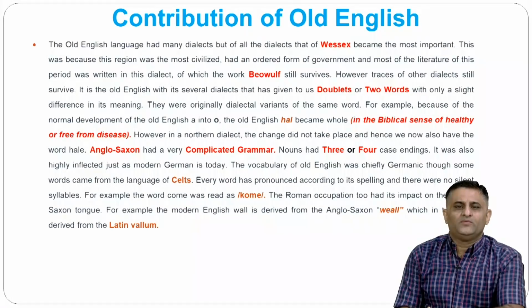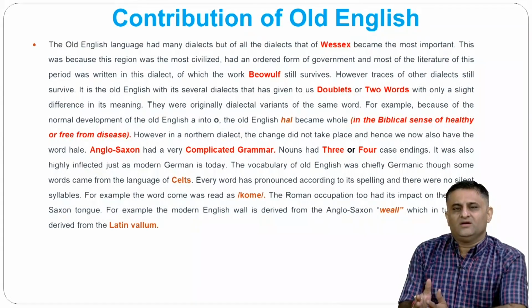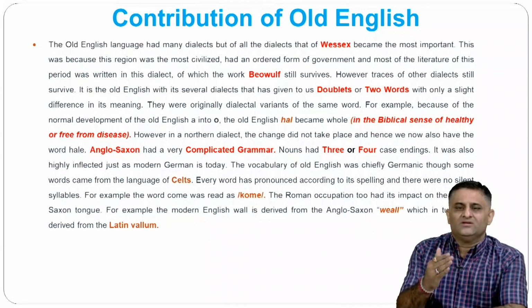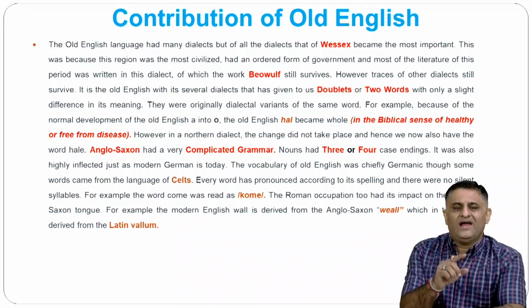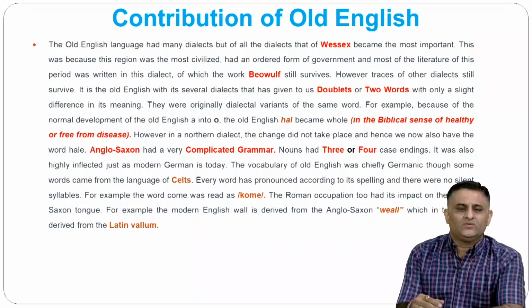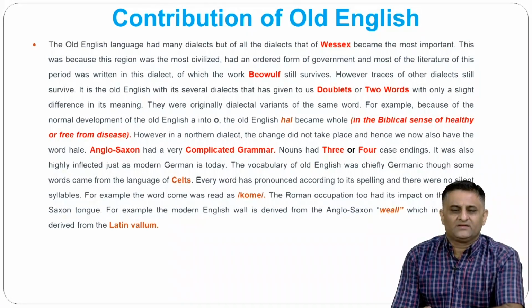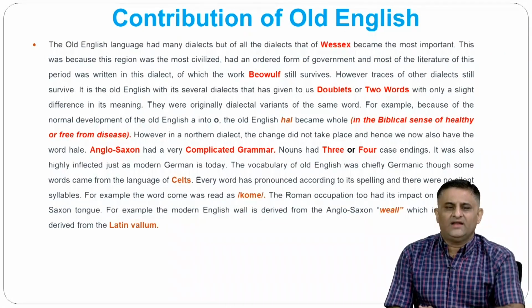Dear students, I hope you know that most of the words derived in the English language are from Latin and Greek. But here you can see it was highly inflected, just as modern German is today. The vocabulary of Old English was chiefly Germanic, though some words came from the language of the Celts. Every word was pronounced according to its spelling, and there were no silent syllables.